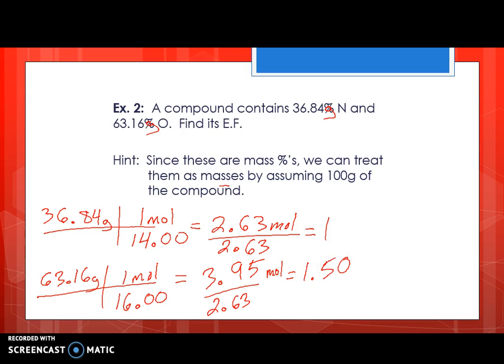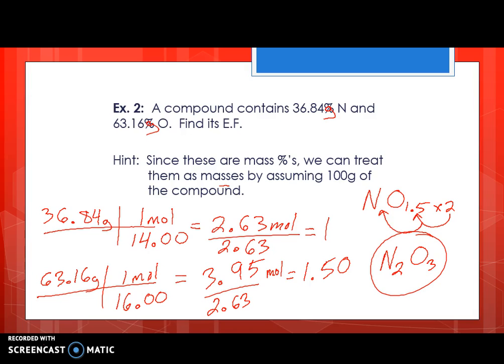So in this case, for every 1 nitrogen, I have 1.5 oxygens. Well, that's not the simplest whole number ratio, so I've got to get rid of it. To get rid of a half, I'm going to multiply by 2. But to multiply that by 2, I also have to multiply that by 2. So what I have is N2O3 as my empirical formula.